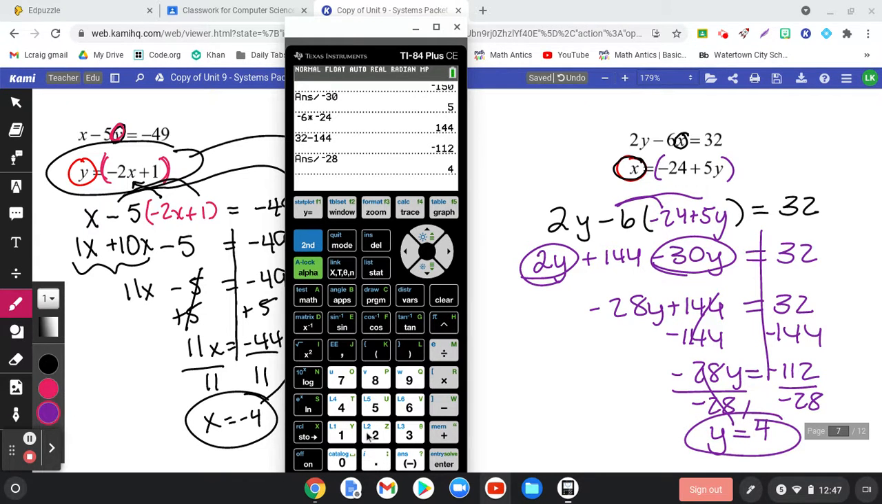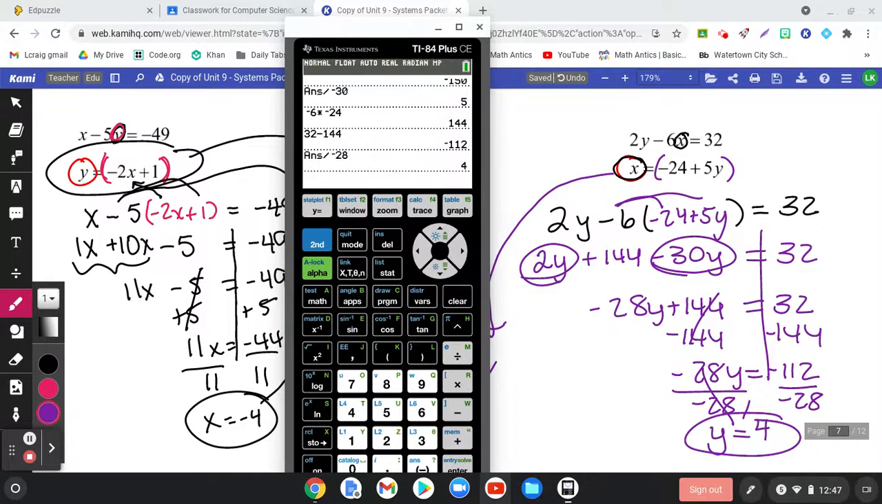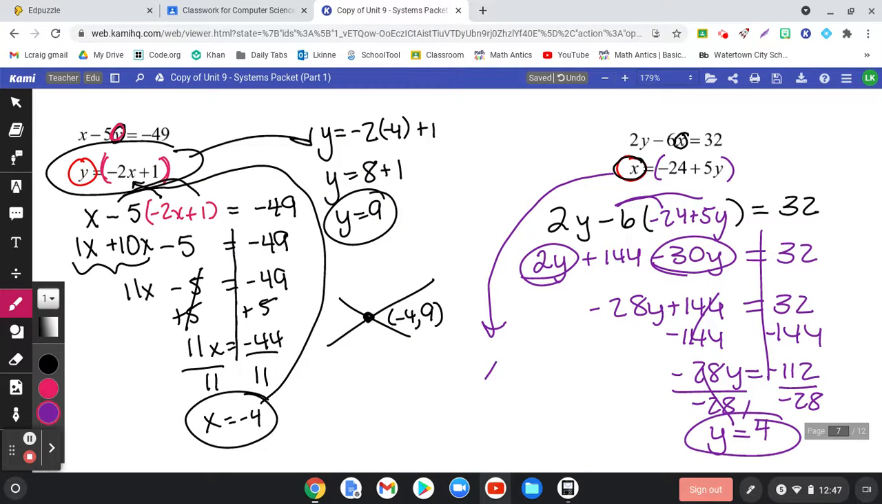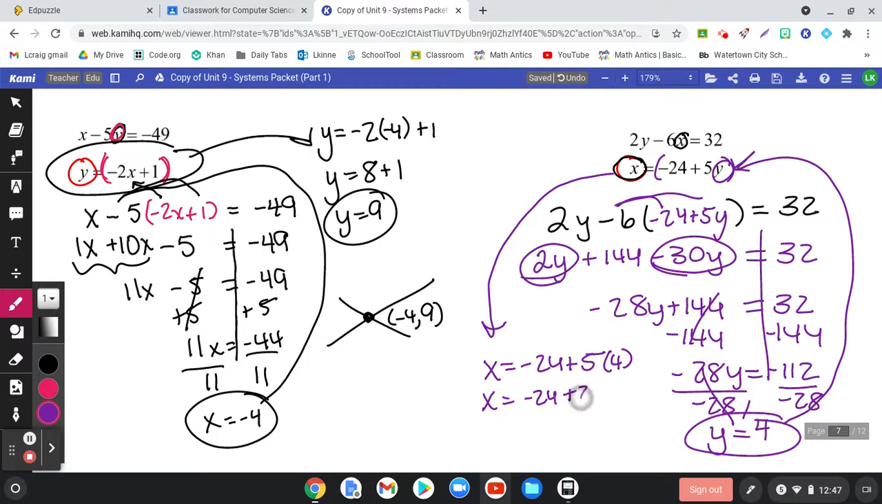All right, so now that you know what y is, plug it in. I'm going to use this equation. x equals negative 24 plus 5 times, but instead of times y, we're going to do times 4 because that's what we just found y is equal to. So we have x equals negative 24 plus 20, so x equals negative 4. And again, if we were graphing that, those two lines would cross at the point negative 4, positive 4.